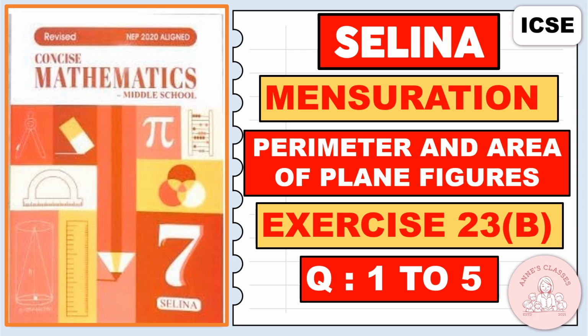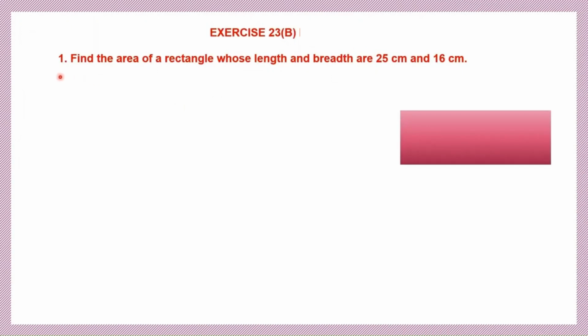Let's do mensuration, perimeter and area of plane figures, exercise 23b. Question 1. Find the area of a rectangle whose length and breadth are 25 centimeters and 16 centimeters. This is a simple one.